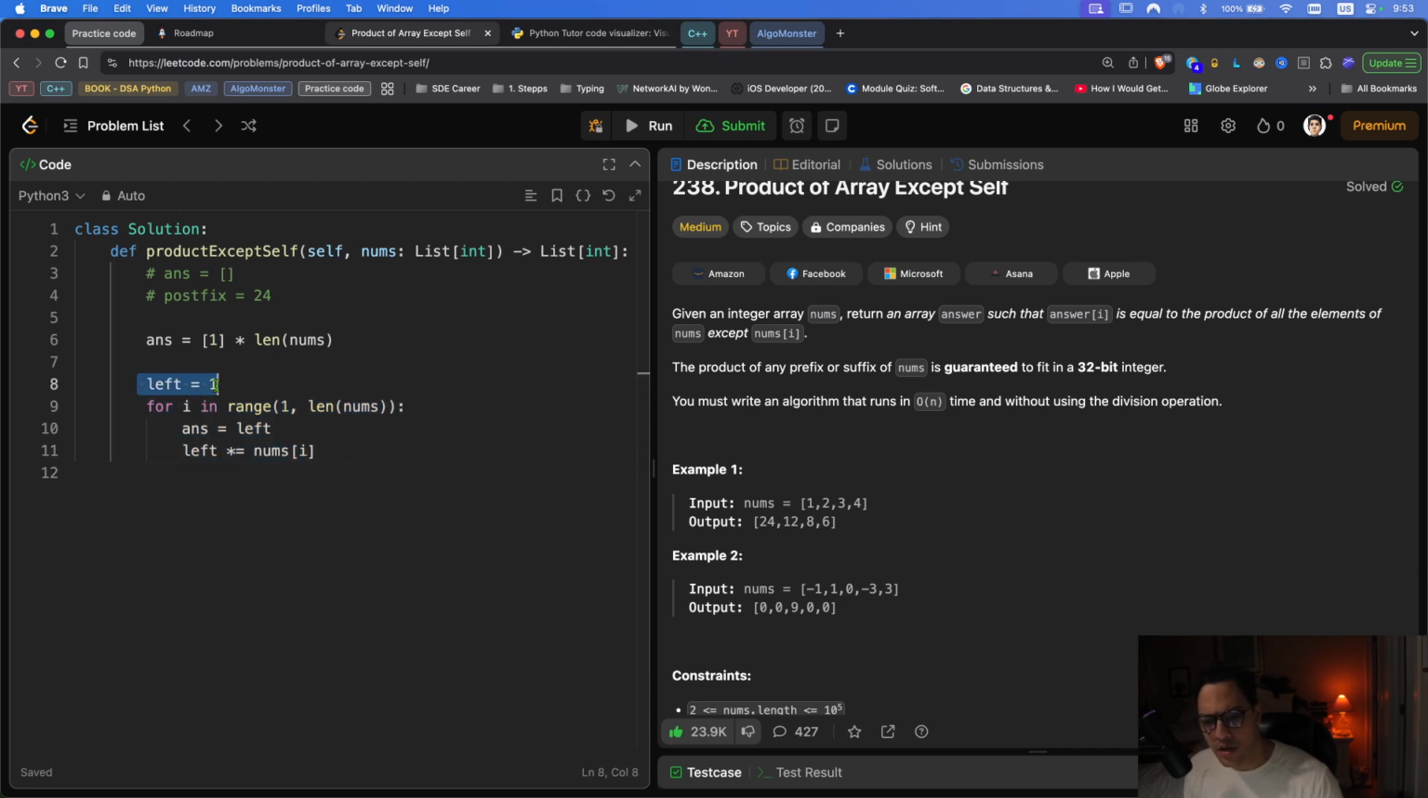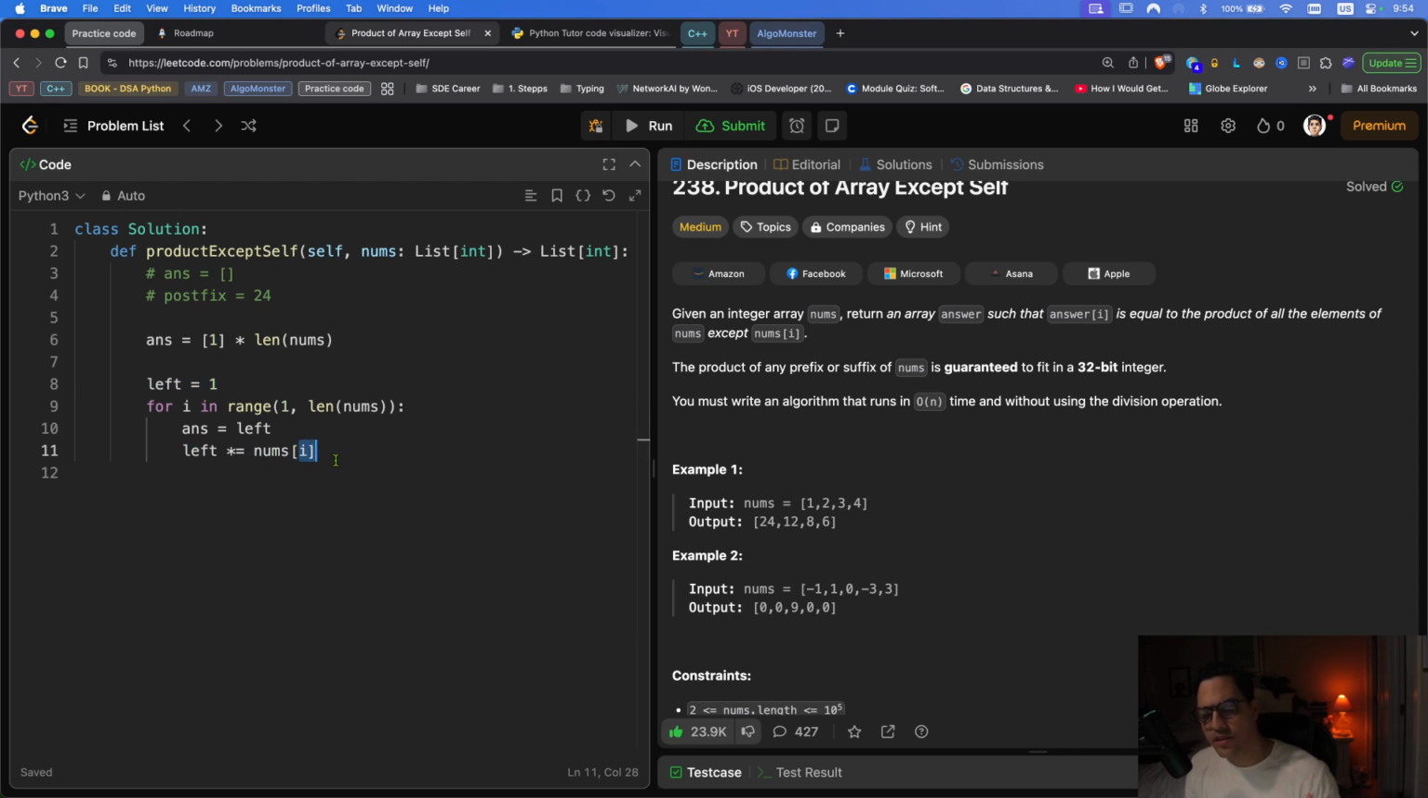We're creating our left pointer, which is going to store the running product of the left side. We're going to iterate over the array starting at 1 because we know there's nothing at index 0. We're going to store that product in our answer array. See how we're doing that before updating this, because in the first loop, we know there's nothing to the left. Now in the second run, we update that left variable and it becomes the running product of I.